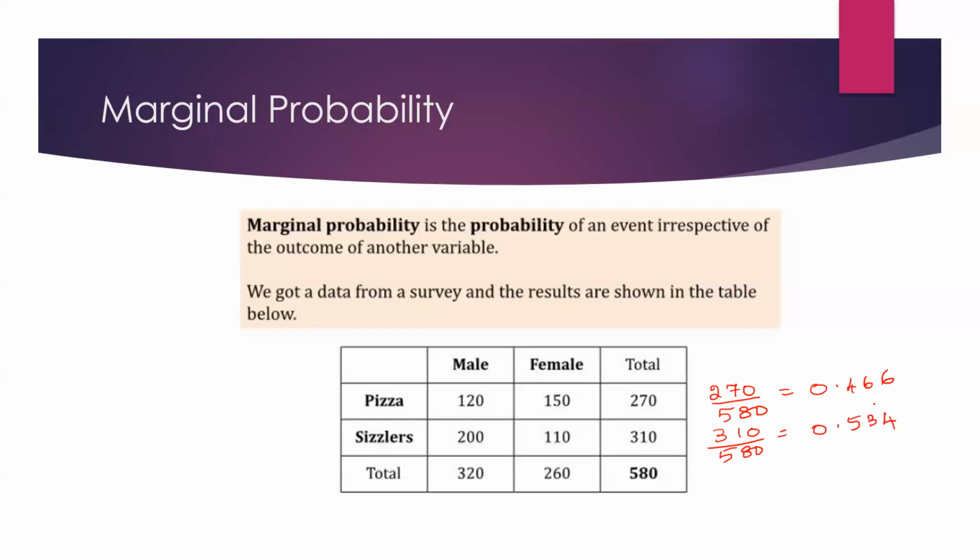So now add these two. 0.534 plus 0.466. So what do you get now? 1. We know that the sum of probabilities is always equal to 1, right? So if you add it, you will be getting 1. Likewise, we will do it for the column now. Can you do it for the column now?